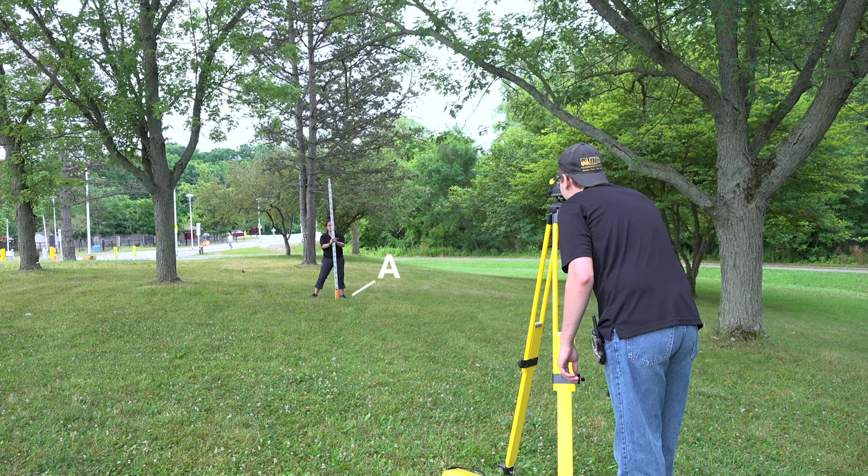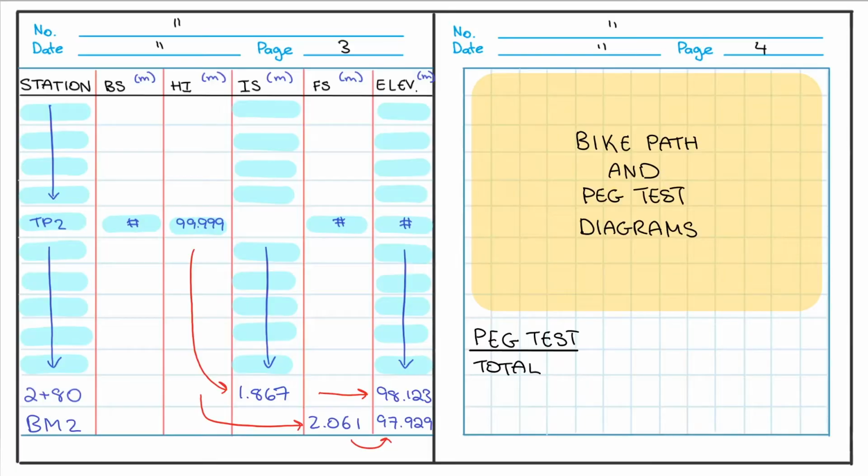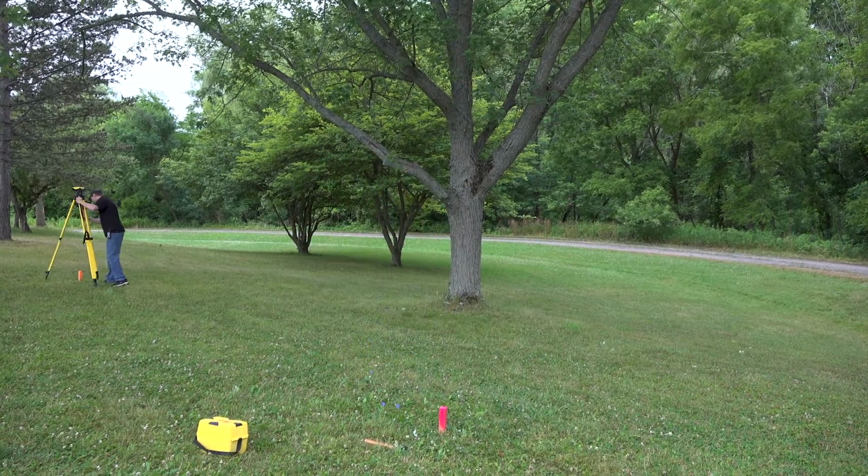The rod person goes to point A, and we take our A1 reading. The rod person then goes to point B, and we take our B1 reading. These readings are recorded, along with the total distance between points A and B. Now the level needs to be moved to point A.